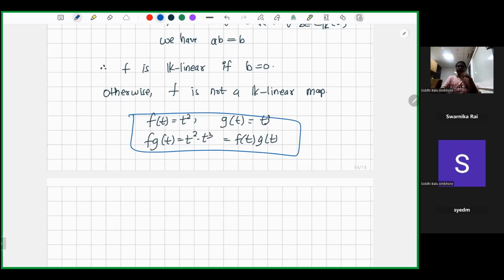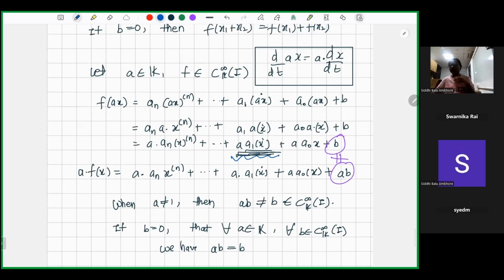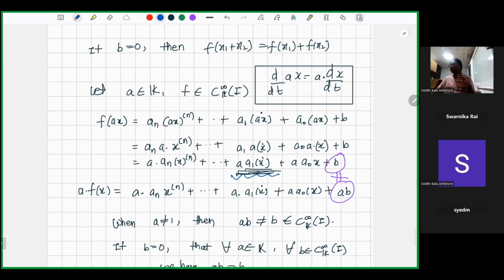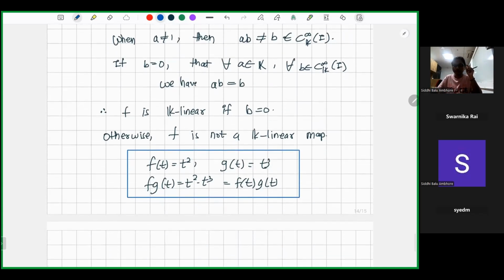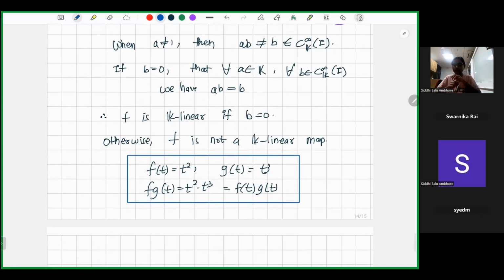Okay, so I hope this one was okay. You can check this properly for the other examples which are given. The second example is pretty easy, that x square plus x naught square. You can check whether it's linear or not. Okay, so I think that's it. Any doubts here? What we did so far? If not, then we can stop.